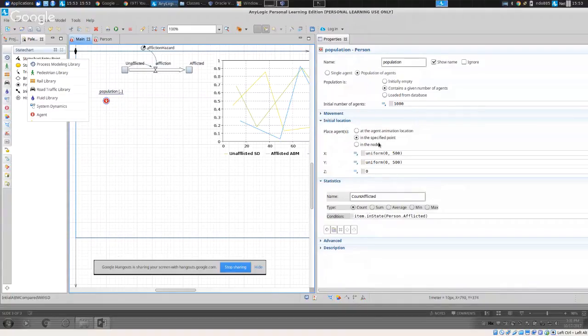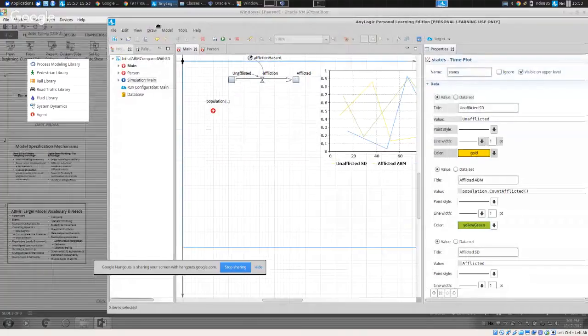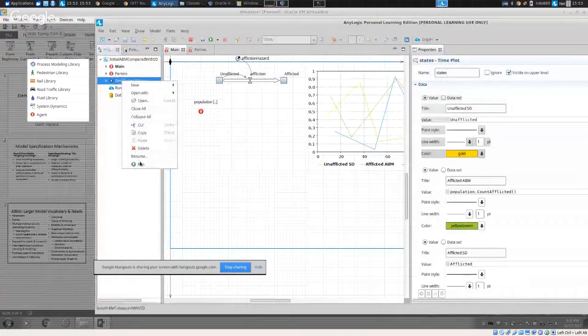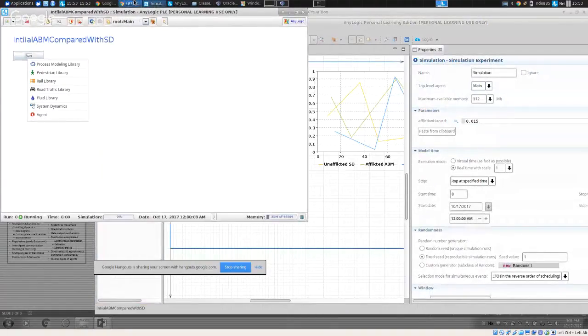Okay, and then I went to this graph and I added a few things. I added afflicted ABM where I did count afflicted. I added afflicted SD where I did afflicted there in the SD. Okay, so let's run this model. And what shall we see, do you think? What do you think we'd expect to see on this? Anyone?